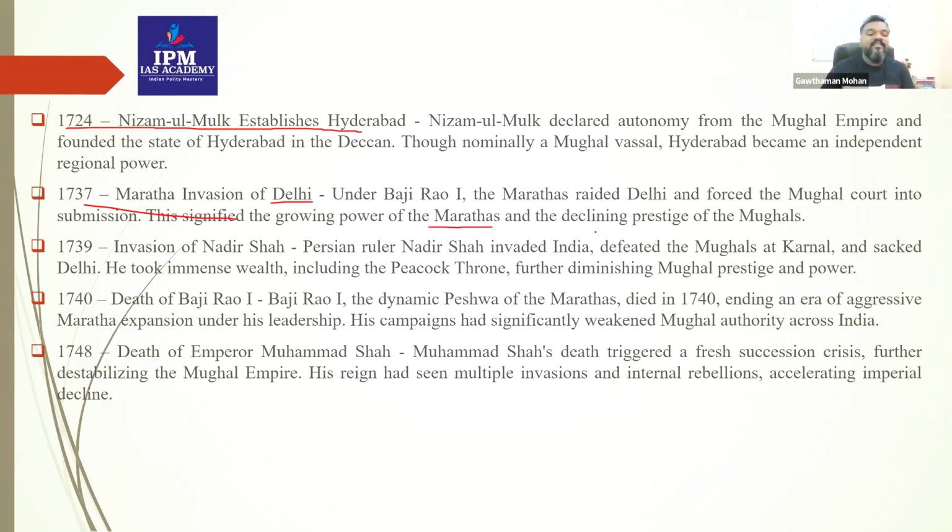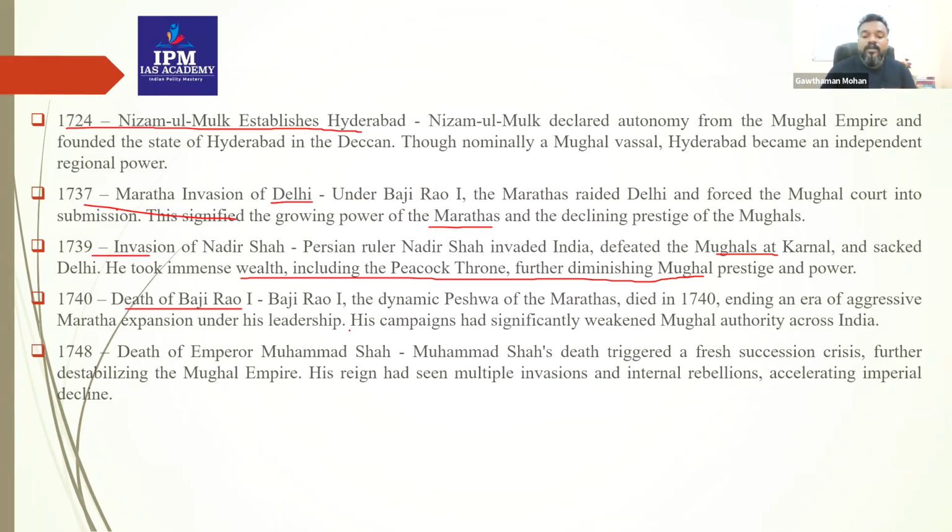In 1739, the invasion of Nadir Shah happened. The Persian ruler Nadir Shah invaded India, defeated the Mughals at Karnal, and sacked Delhi. He took immense wealth, including the Peacock Throne, further diminishing Mughal prestige and power. So, first, the Marathas defeated them. Now, Nadir Shah, the Persian ruler, defeated them, and not only defeated them, he took immense wealth from the Mughal Empire. Then in 1740, the death of Bajirao I.